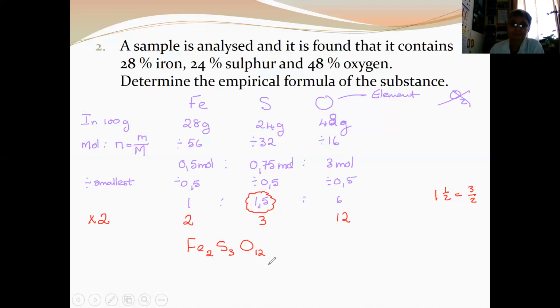Right. So we've got the empirical formula right there. I'm moving on to the next one for the sake of time.